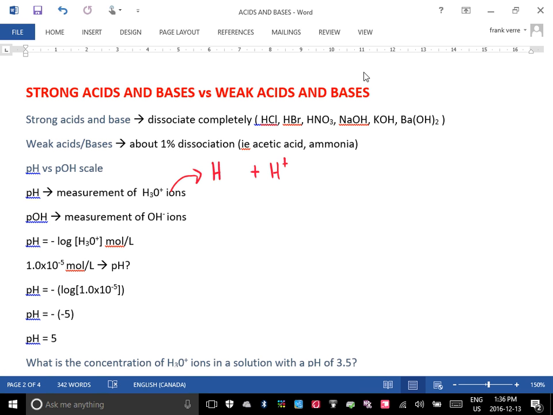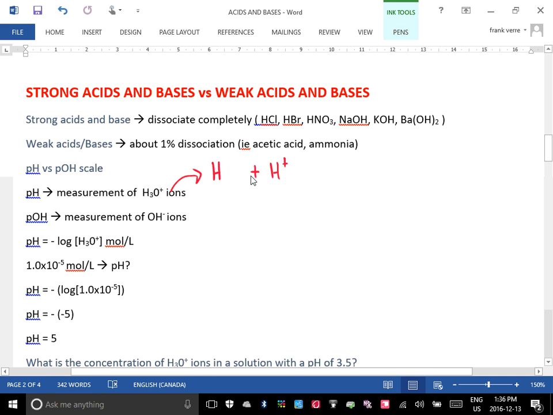Yeah, it's concentration of hydrogen, okay? Or hydrogen ions, right? The pOH scale, have you ever heard of the pOH scale? Well, guess what that is? It's a measurement of the hydroxide ions.